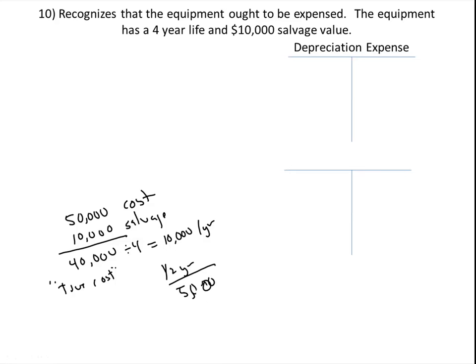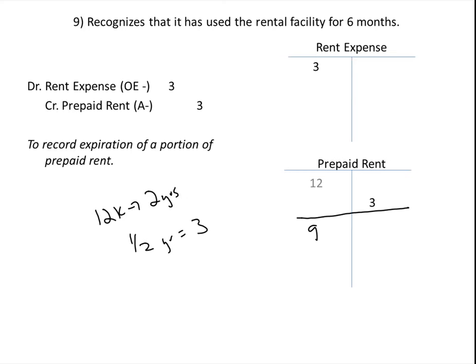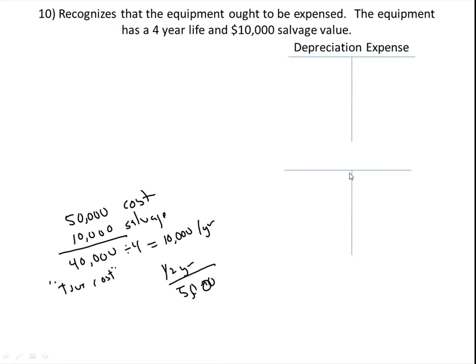Now, the difference between the way that we treat our prepaid rent and our depreciation expense is not in concept. They are conceptually identical. They have to do with how we account for them on the books. When we reduced our prepaid rent back here, we reduced our prepaid rent directly. 12 minus 3 is equal to 9. We accounted for it within the prepaid rent account itself. However, when we do this with depreciation, we are not going to use our equipment account. We're going to use a separate holding account that we call accumulated depreciation. Accumulated depreciation is what we call a contra asset account.